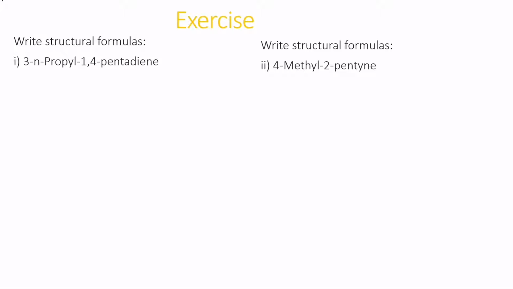So the names are given and we have to draw the structural formulas. If you see, it's written 3-n-propyl, that means this is the group, and the parent chain is 1,4-pentadiene. The chain is of 5 carbons, di means 2, and ene means it's a chain of 5 carbons, 1 2 3 4 5, and it has 2 double bonds in it. So I have to number it first, and now I'll show the position of the double bonds. They are between carbon number 1 and 2, and 4 and 5.